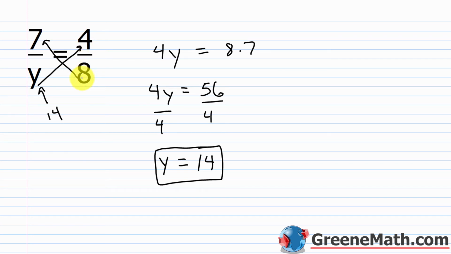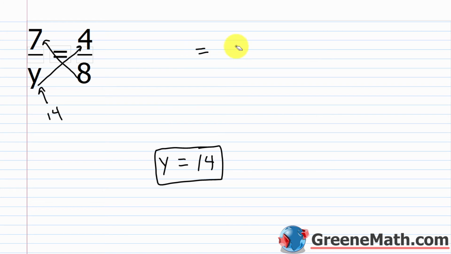Right? So if I think about this as just taking the fractions and simplifying them, 4/8 is 1/2. 7/14 is also 1/2. Right? If I divide 7 by 7, I get 1. If I divide 14 by 7, I get 2. So 1/2 equals 1/2 is what you'd end up with. And so y equals 14 is the correct solution.